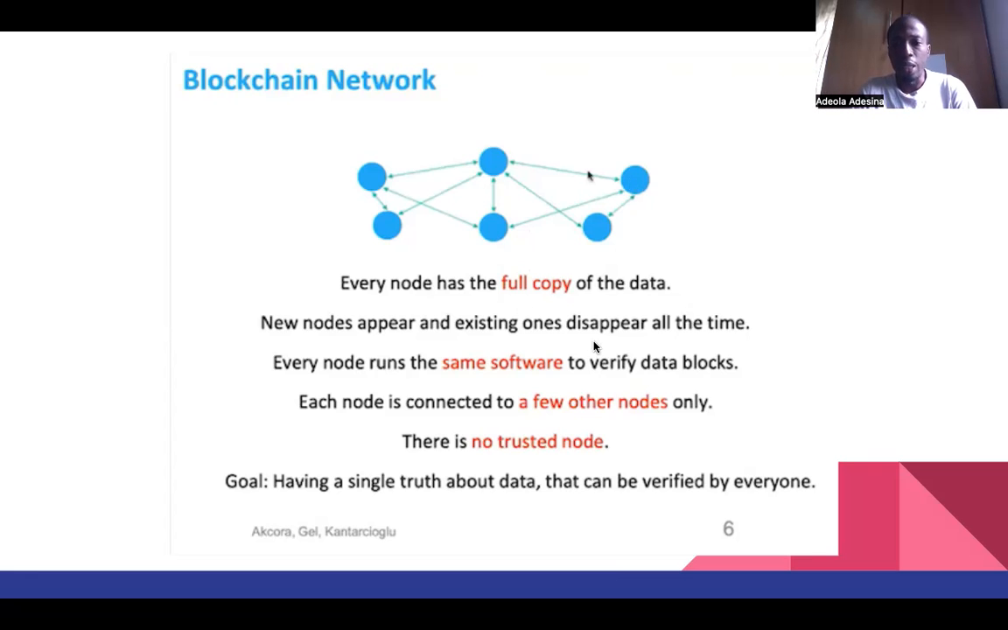New nodes appear and disappear all the time. I mean, that's a given, right? Bitcoin can decide it wants to add 100 nodes this month. So Bitcoin nodes exist and appear and disappear all the time. It doesn't matter if one node decides to go down, or if one node decides to join the network. You can have 100 nodes joining the network. It still doesn't matter. As long as it works on this same principle, the network is still fine, right? Every node runs the same software to verify data blocks, right? So the same software that generates the hash, which I'm going to explain later, every node runs that same software to verify the data block.